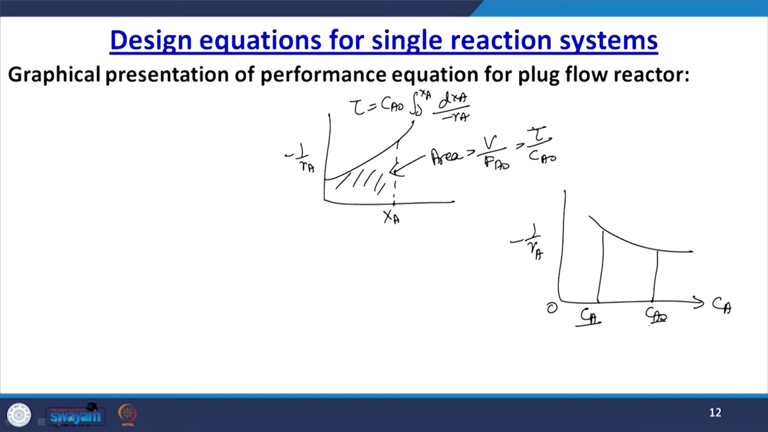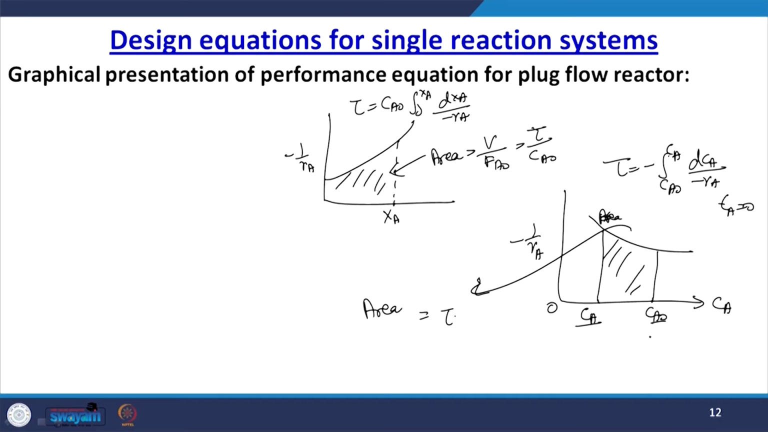This is the initial concentration, and over a period of time the concentration of monomer A is depleted. So tau is equal to minus the integral from initial to final of dCA over RA. Now if we have this, the area under the curve will give you tau is equal to CA naught V upon FA naught. So this is the graphical representation of the performance equation of any kind of polymerization reaction in a plug flow reactor.